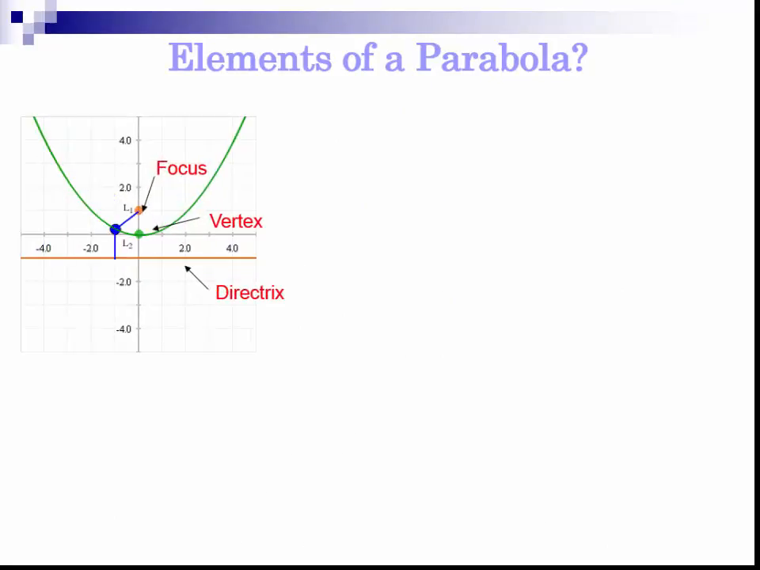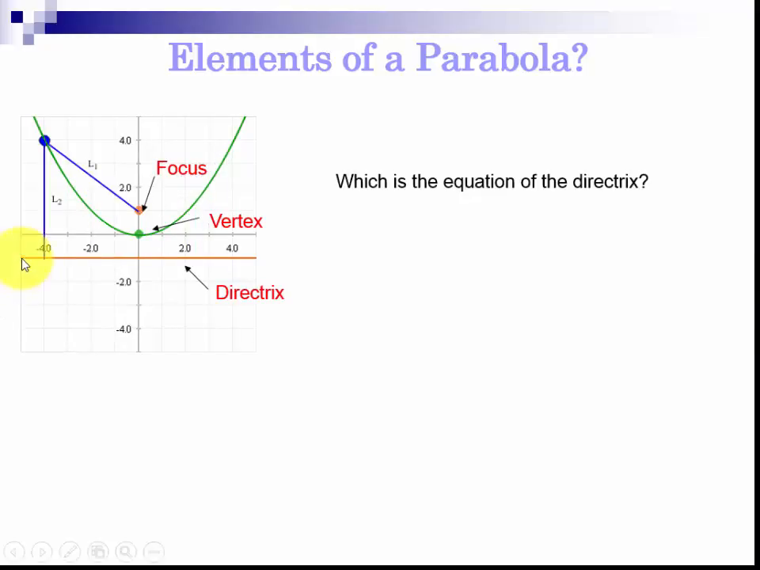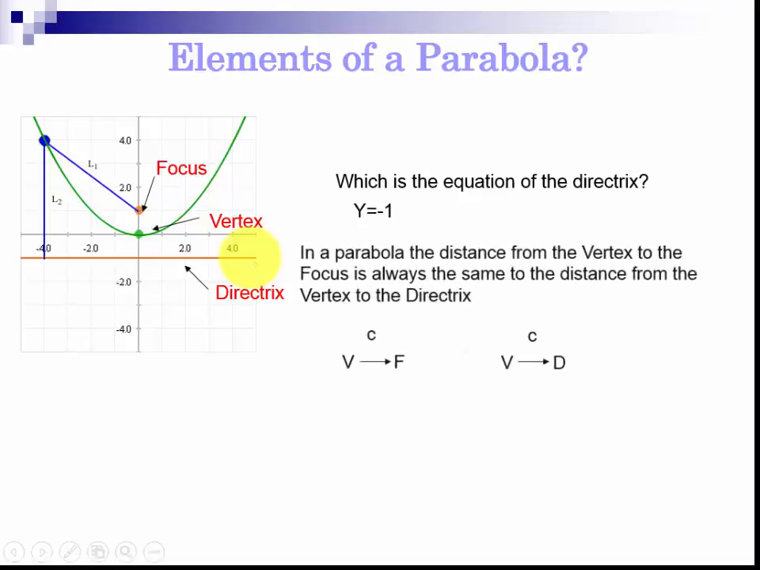Now let's see an example. What is the equation of the directrix? We can see that this line is a horizontal line that crosses through the point (0, -1). So the equation of the directrix is y equals -1.